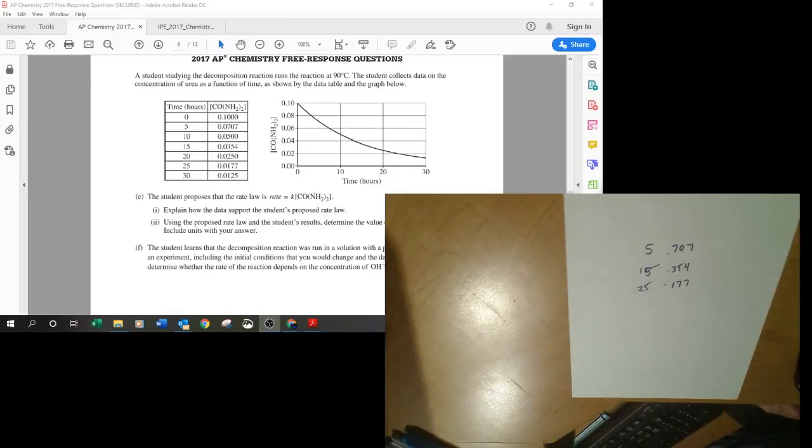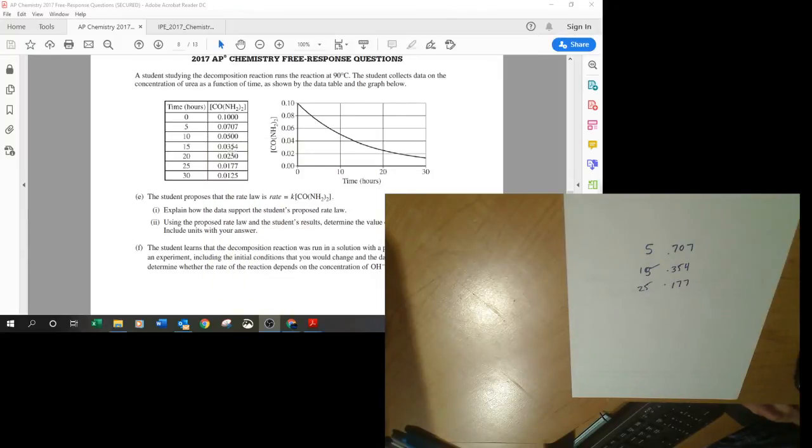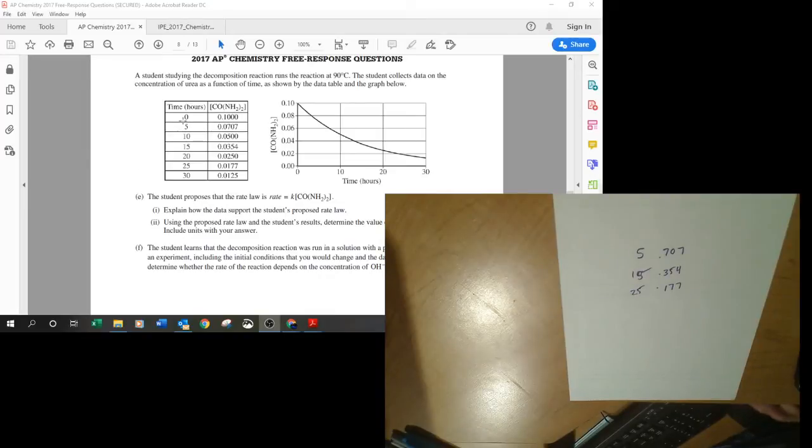Alright, so part E1 just says how did they get the proposed rate law. So what I'm thinking very simply is I'm looking and at 5 it's 0.707, at 15 it's 0.35, at 25 it's 0.17. Now I see that as half. Of course, just as easy to look at 0, 10, and 20 and see that it's halving each time. So if it's halving each time, we're looking at a first order rate law. So I could just as easily have done the whole thing based on 0, 10, and 20, so I now know that it is a 10-hour half-life.